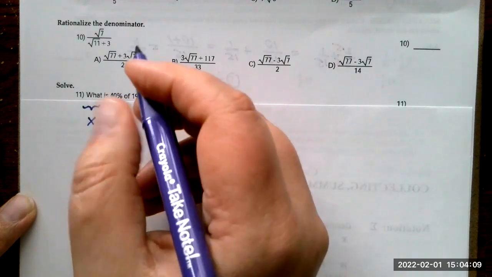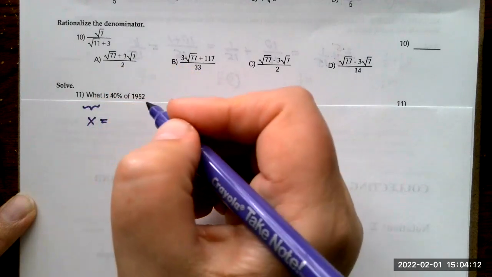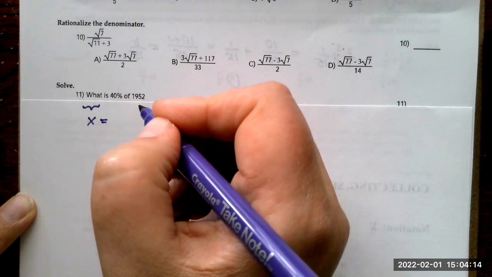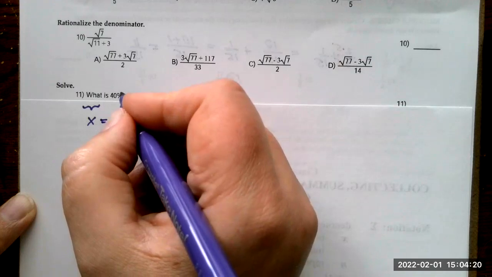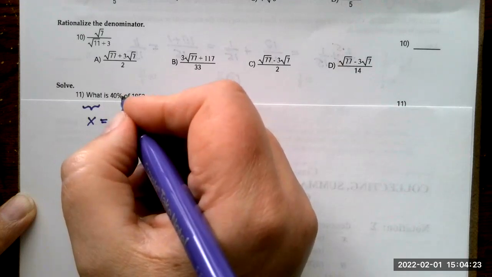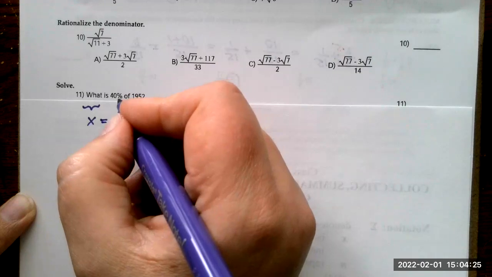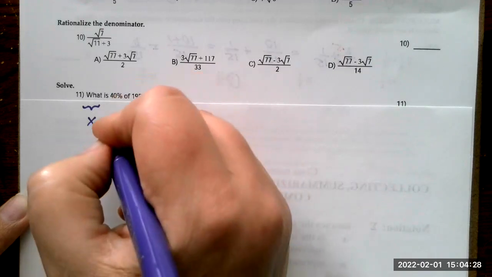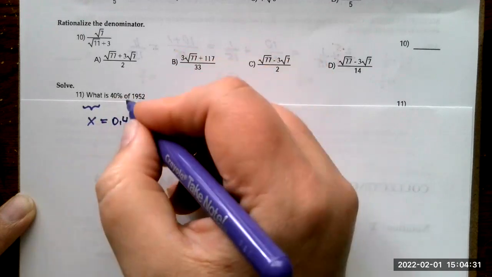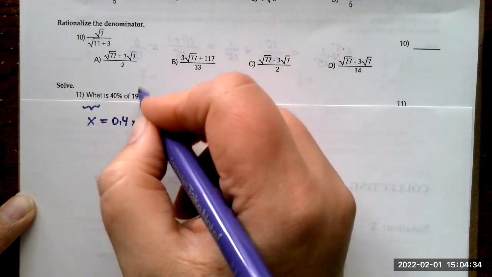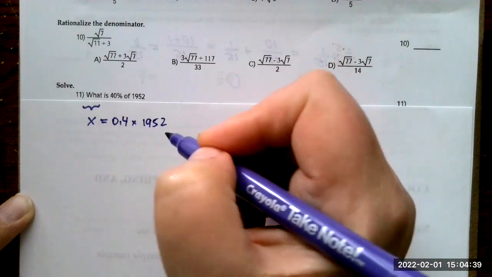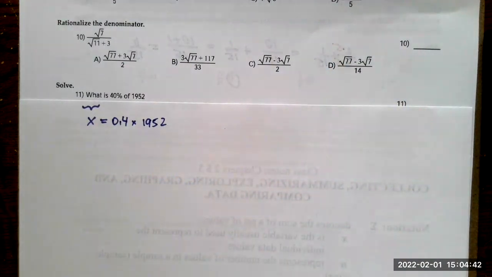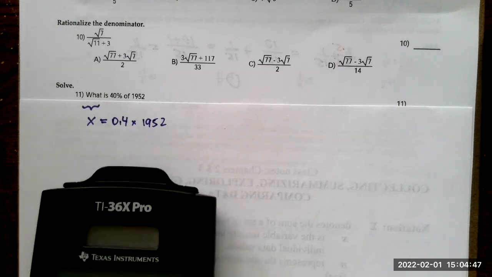40%, well, when we deal with percentage problems, we write percentages in decimal form. So 40%, think of the percentage symbol as 1 divided by 100. So 40 divided by 100 is 0.4. And then "of" is multiplication, and the value of 1952.